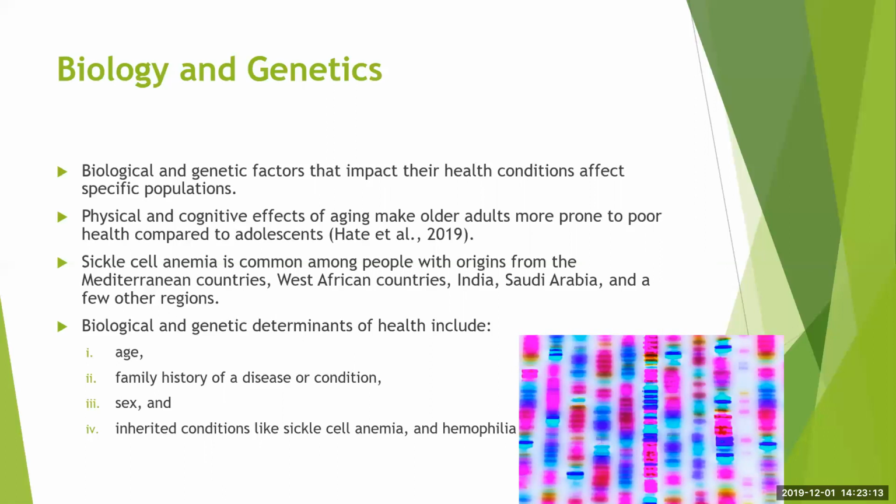Biological and genetics determinants of health include age, family history of a disease or condition, sex, and inherited conditions like sickle cells and hemophilia.